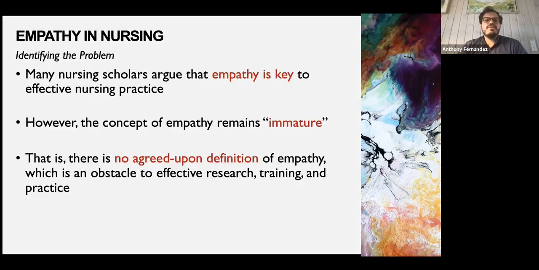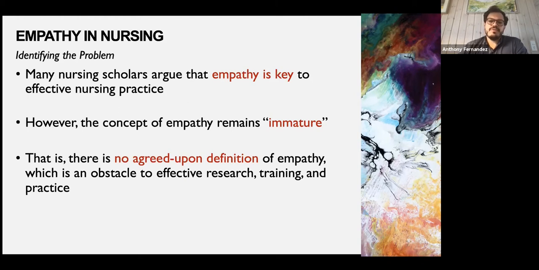Okay, so let's start by just talking about the role of empathy in nursing. What role does it play here? So if you look at the nursing scholarship, and if you also just speak with nurses, it becomes pretty clear that many nursing scholars, many practicing nurses, maybe even the vast majority of them, agree that empathy is key to effective nursing practice. That you wouldn't be able to be a competent or effective nurse if you didn't have empathy, or if you didn't empathize with your patients.